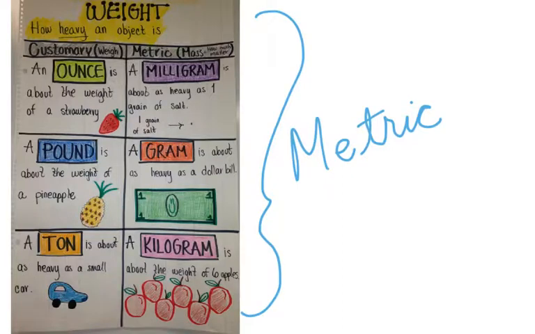So here's a list on the right of the metric units used to measure mass. And on the left, just for reference and a reminder, those are the customary units. So on the right, we've already talked about gram and kilogram. You see a third unit that's even smaller, and that's a milligram. A milligram is about as heavy as just one little tiny grain of salt. A gram is about as heavy as a dollar bill, which still is not very heavy. And then a kilogram would be about the weight of 6 apples.